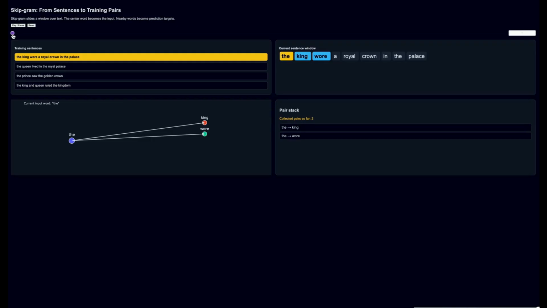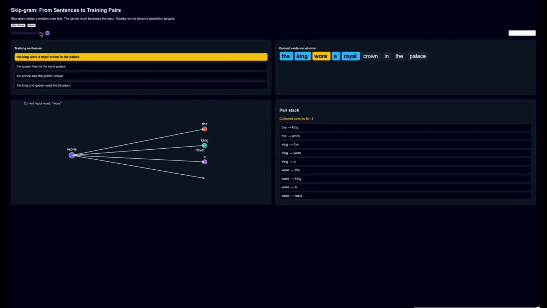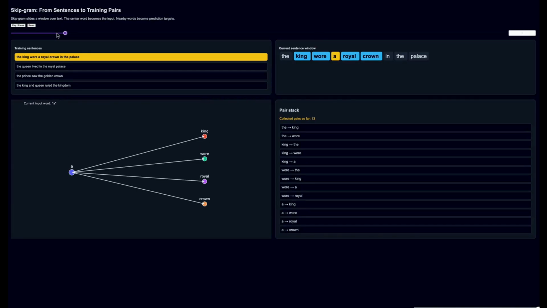Skip-gram now slides a small window across the text. At each position, one word becomes the center word. Right now, the center word is king. The nearby words become the context words. From this single position, Skip-gram creates several training examples. King predicts the, king predicts wore, king predicts a, king predicts royal. These training pairs are added to the dataset.